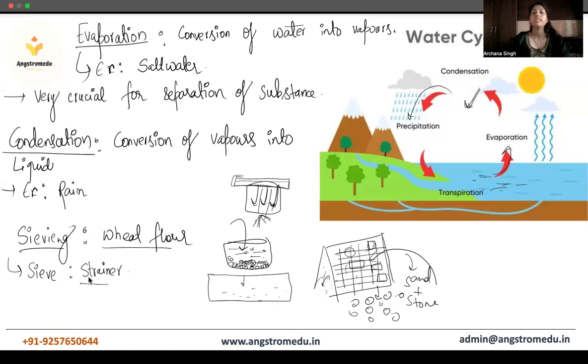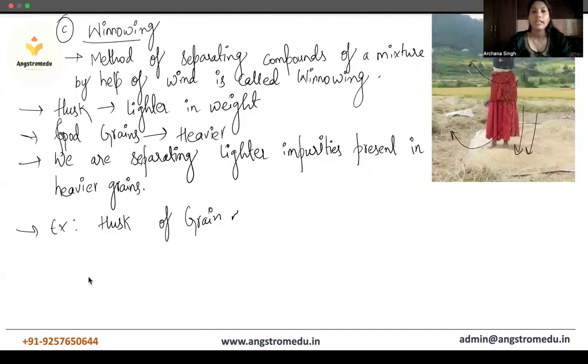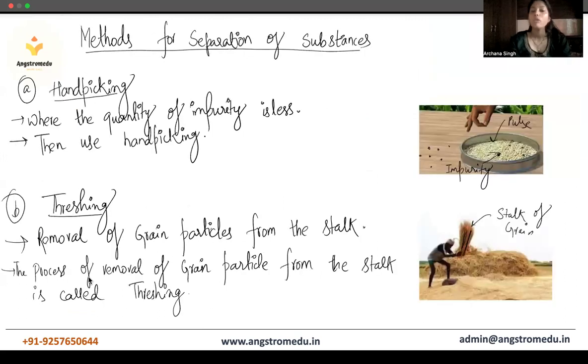Fine. So this is about how we are going to separate different impurities with the help of different processes. It's not like only one process is enough to separate all the impurities. You will be having different types of impurities to separate. Right. So what we learned in this chapter, we learned about methods of separation of substances.